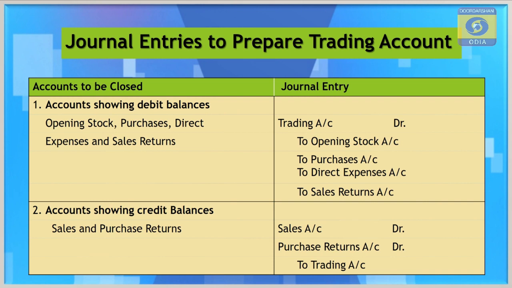And the second closing entry that we pass will be relating to the accounts which are showing credit balances, the two accounts, that is sales and purchases returns. So both of these accounts shall be closed by transferring them to the trading account. So the entry that we pass is sales account debited, purchases returns account debited to trading account.